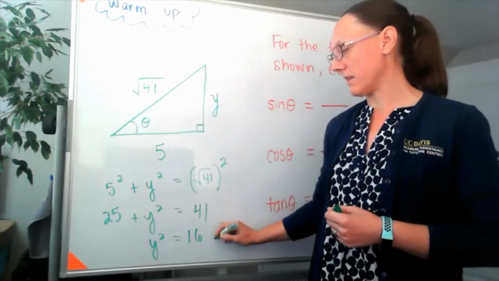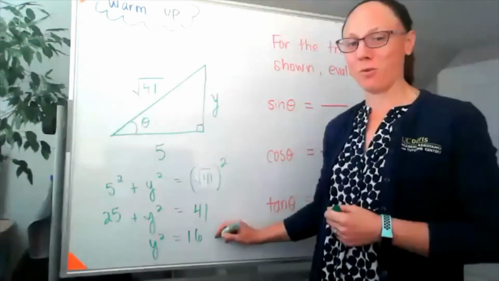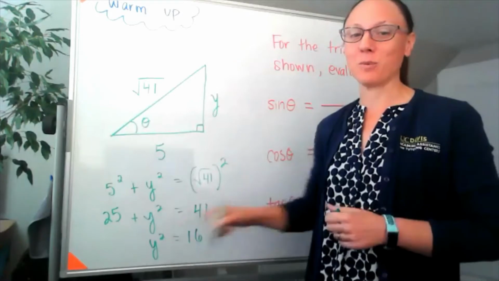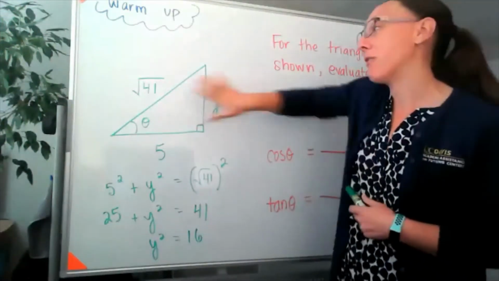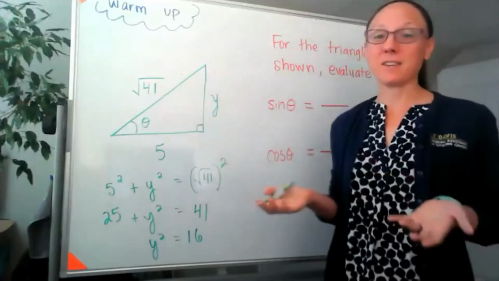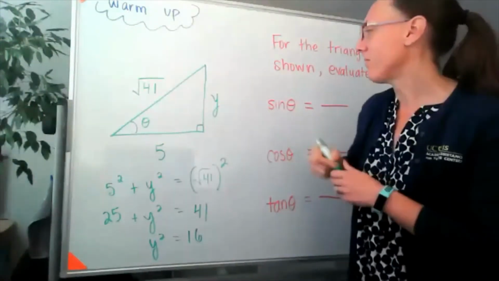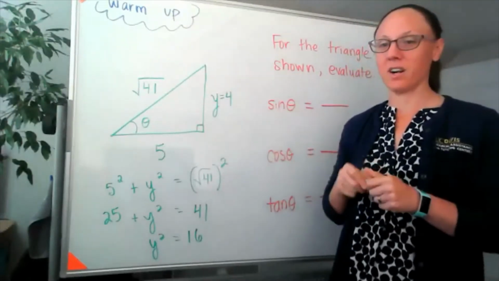Did I get that right? 41 minus 25? Yes, I think it's 16, which means technically y could be positive or negative 4. However, here it doesn't make sense for us to have a height of negative 4. So our height here, our y, is going to be a positive 4.